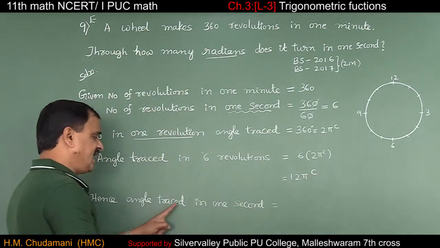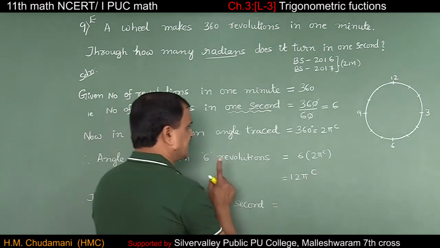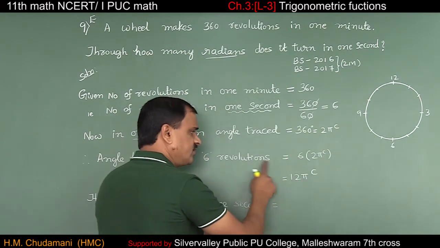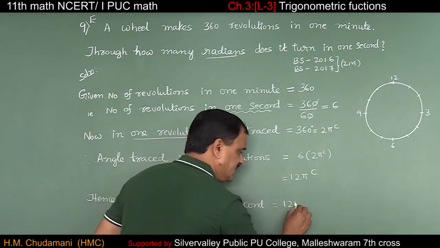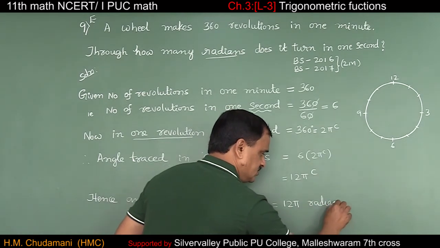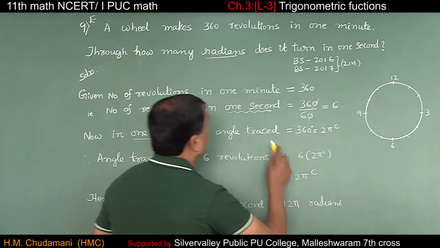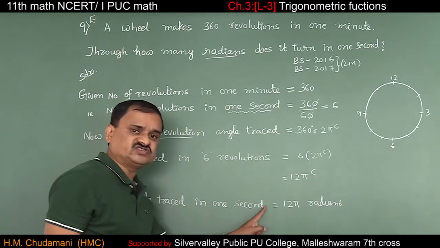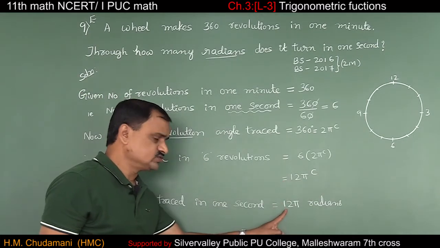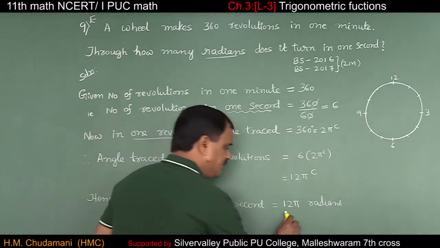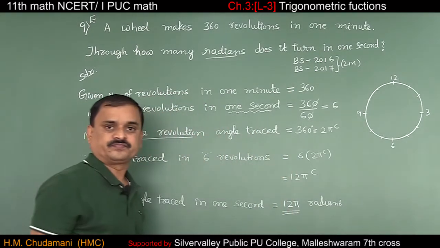Therefore, hence angle traced in 1 second. 1 second means 6 revolutions. In 6 revolutions, 12 pi radians. They want the angle in radian in 1 second. 1 second, 6 revolutions. So angle traced in 1 second will be 12 pi radians.